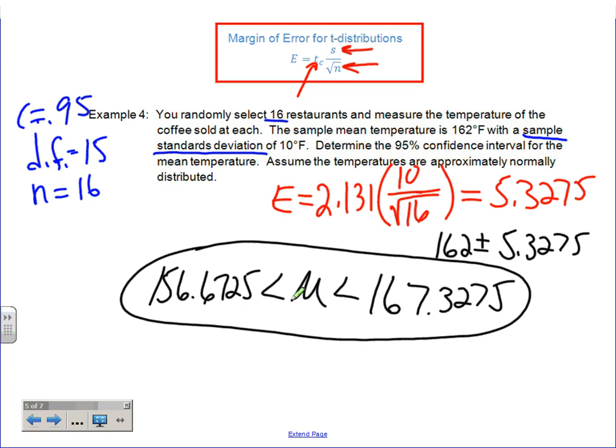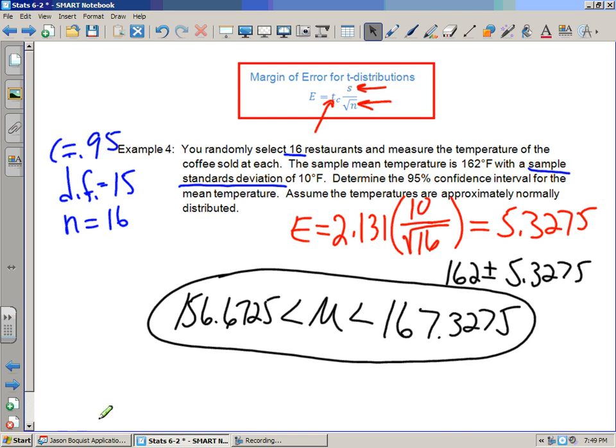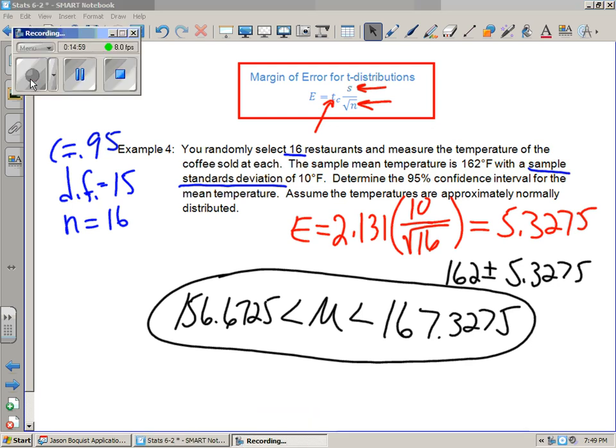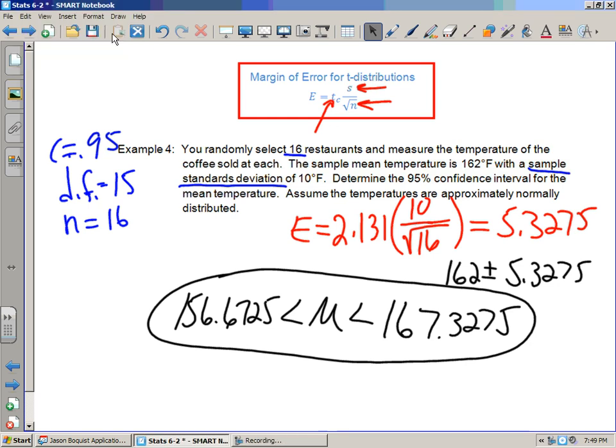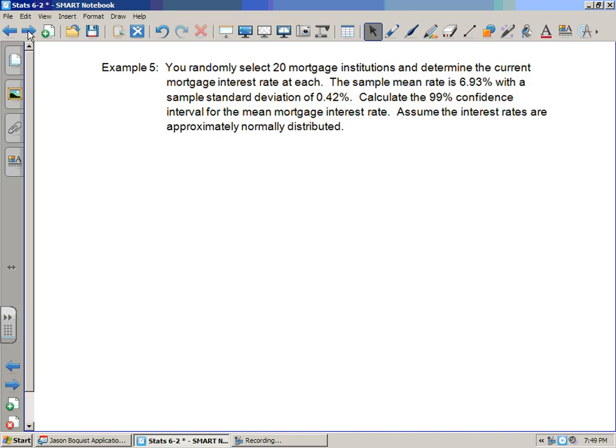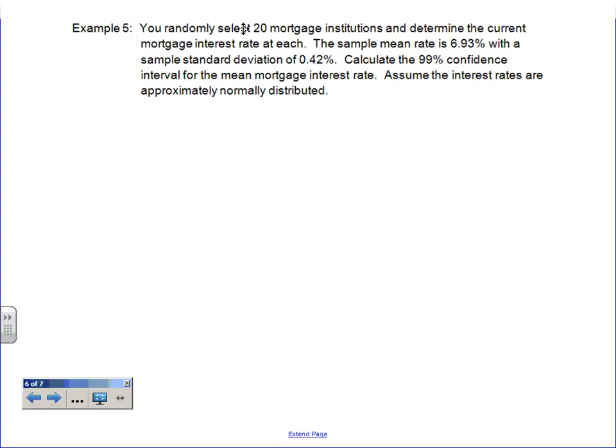Why don't you take a second here to try example 5 on your own. Of course, that wasn't a lot of time, so you should probably pause it if you're actually working on it. If you're at your computer at home, just pause the recording. Or if you're sitting right here, you can always just tap the screen, whatever it is you got to do.